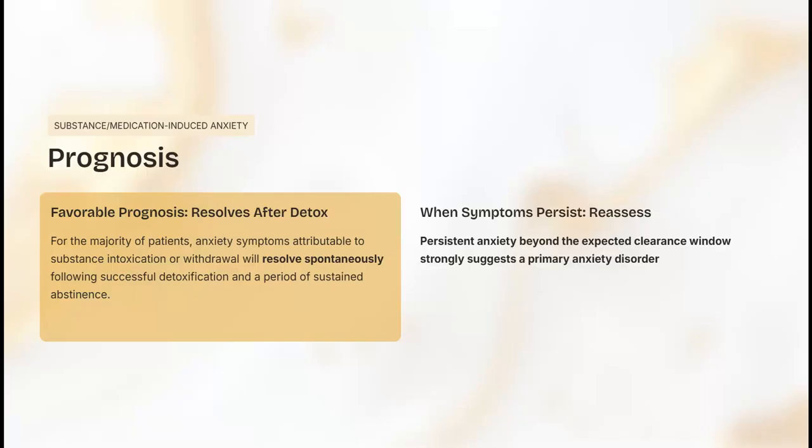A thorough reevaluation is going to be needed to assess for lifetime anxiety history, age of onset, and symptom presentation during periods of sobriety. And again, the distinction is crucial for determining the appropriate long-term treatment approach, whether that's pharmacotherapy, psychotherapy, or a combination of both.